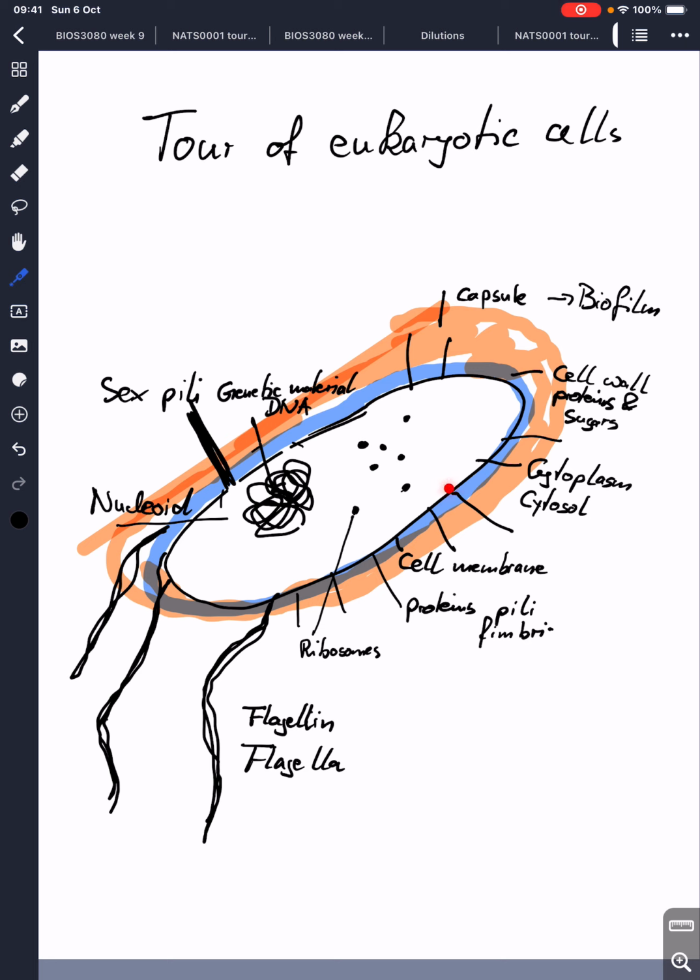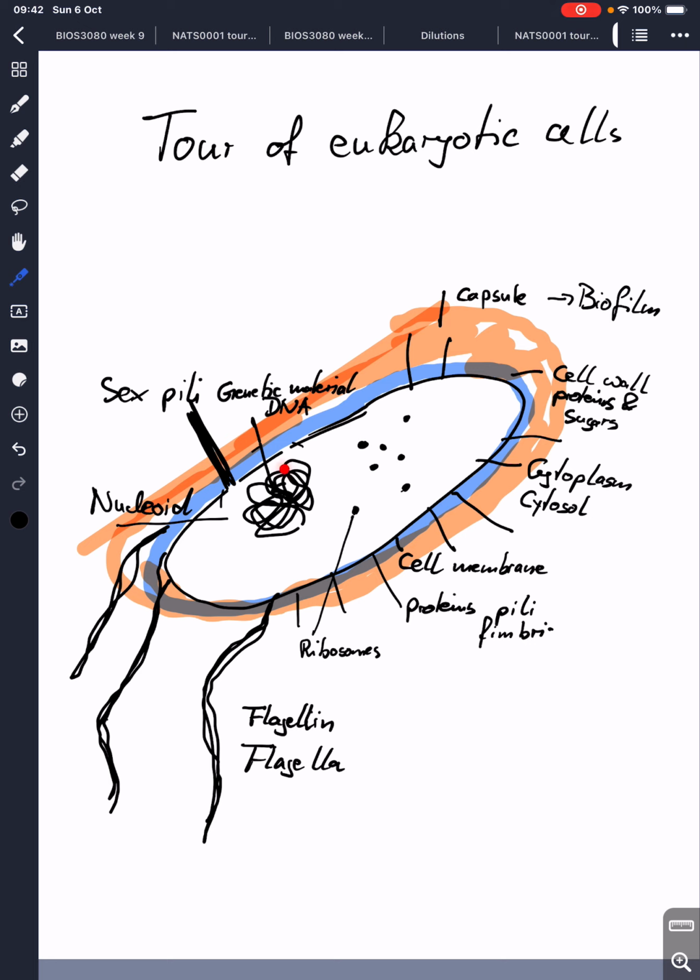We have here the cell membrane, which is a lipid bilayer membrane which keeps the cytoplasm, that's the inside of the cell, separated from the environment. And then in this cytoplasm there are a lot of components that are important for the survival of the cell. So for example, we can distinguish ribosomes, which are important for protein synthesis.